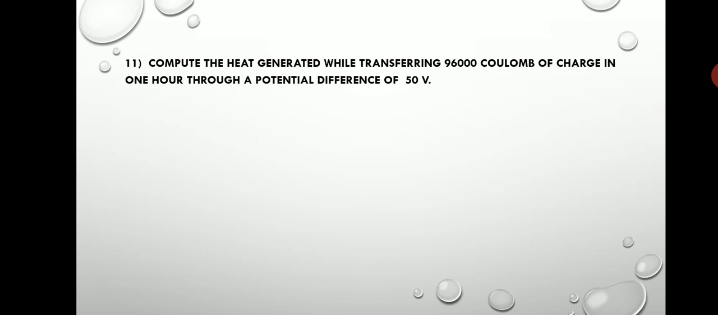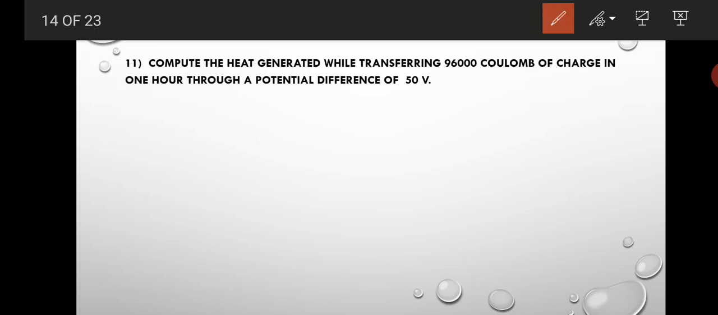Again, it is a numerical problem. Compute the heat generated while transferring 96,000 coulomb of charge in 1 hour through a potential difference of 50 volt. Okay, so this is again a direct question. First, write the given terms. So what is given? What is this 96,000 coulomb? It is a charge Q. Okay, Q is 96,000.